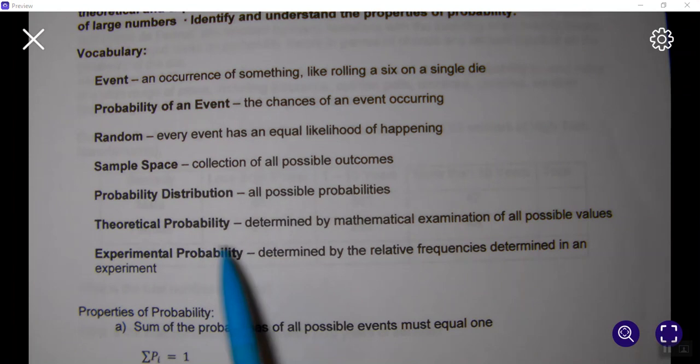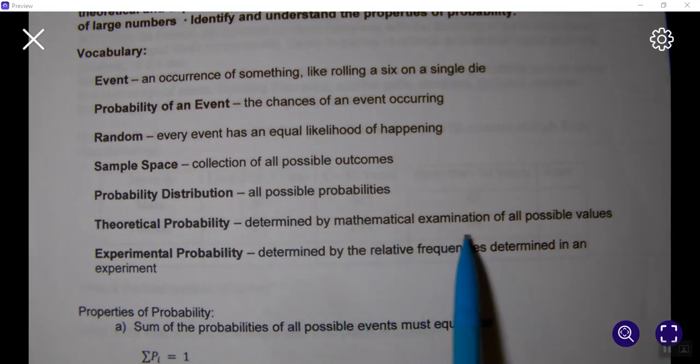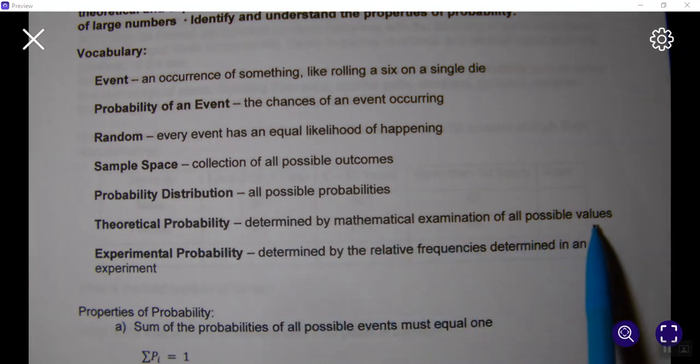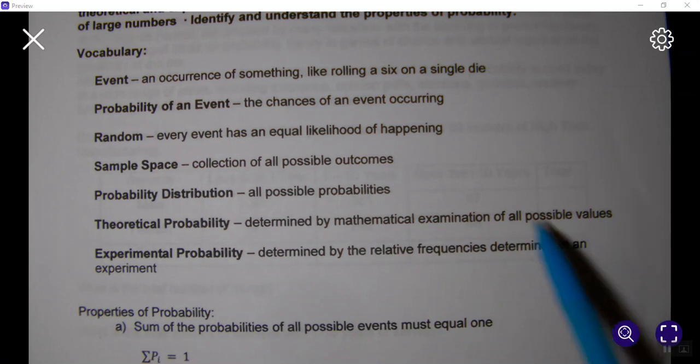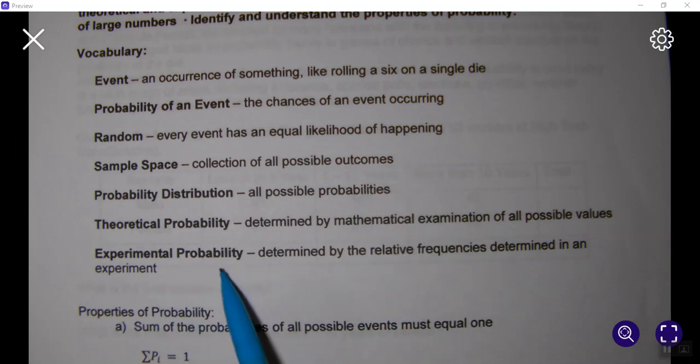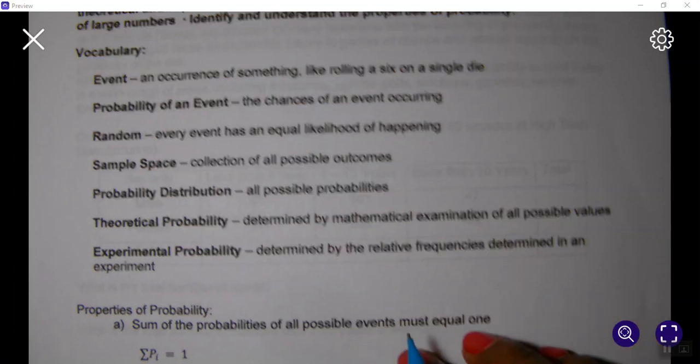Theoretical probability is determined by mathematical examination of all possible values. So we just think about all the different possible things that could happen in an event. And then experimental probability is determined by relative frequencies determined in an experiment. So we're actually trying to flip a coin and figure out the probability, or something like that.